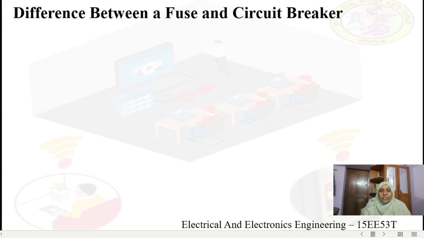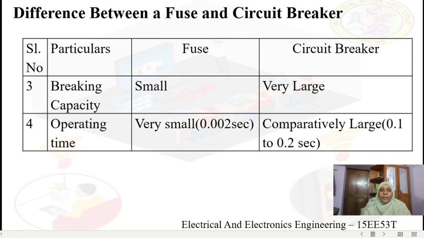Let us try to see the next difference. Breaking capacity wise, fuses have a smaller breaking capacity, whereas circuit breakers have a larger breaking capacity. So the fuse's breaking capacity is small. Now let us try to see what this breaking capacity is. It is nothing but the current that a fuse is able to interrupt without being destroyed or without causing any damage to the electric circuit or the whole circuit. That is called the breaking capacity. So the breaking capacity of a fuse is small, whereas the breaking capacity of a circuit breaker is large.